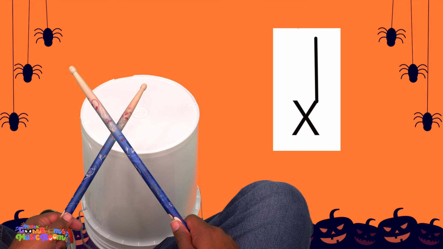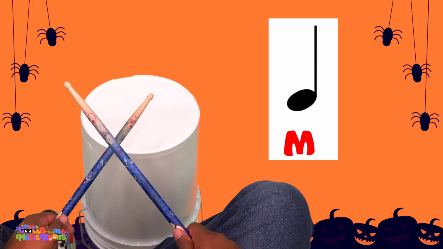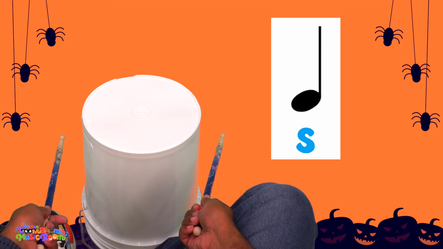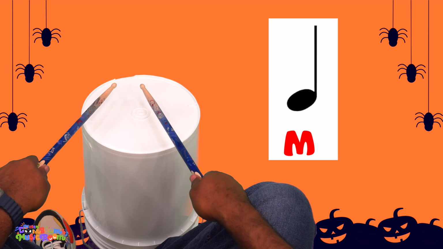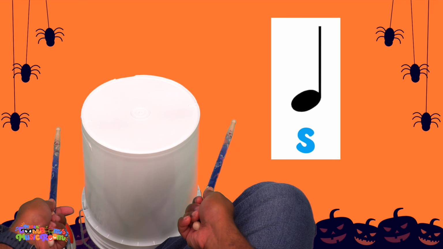The quarter note that has an X at the bottom is a click. The letter M under a note means hit the middle. The letter E means hit the edge. And the letter S means the side. So M for middle, E for edge, S for side.